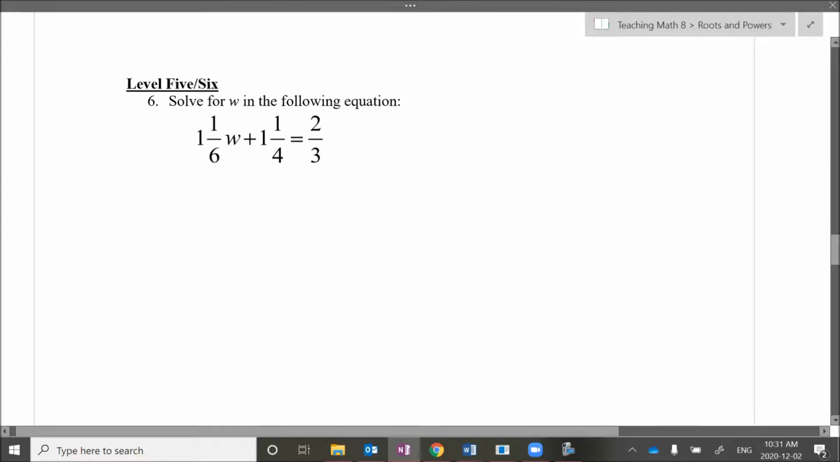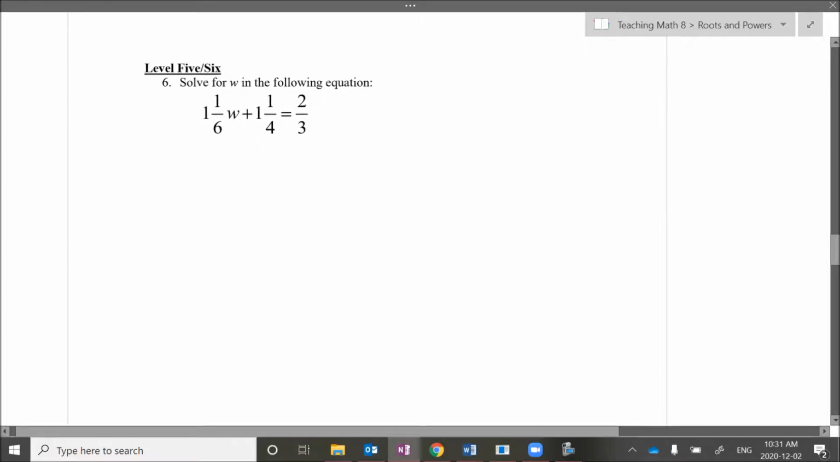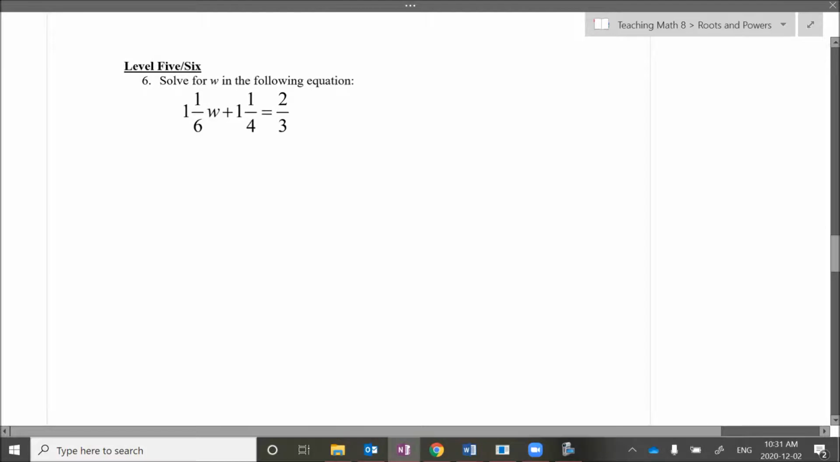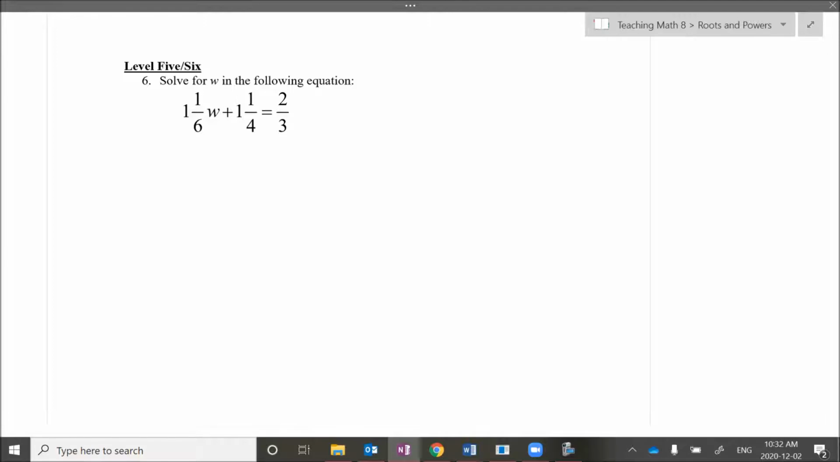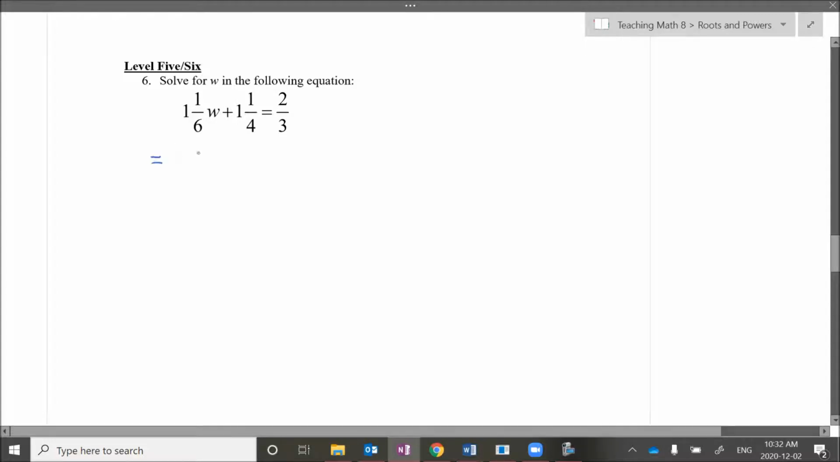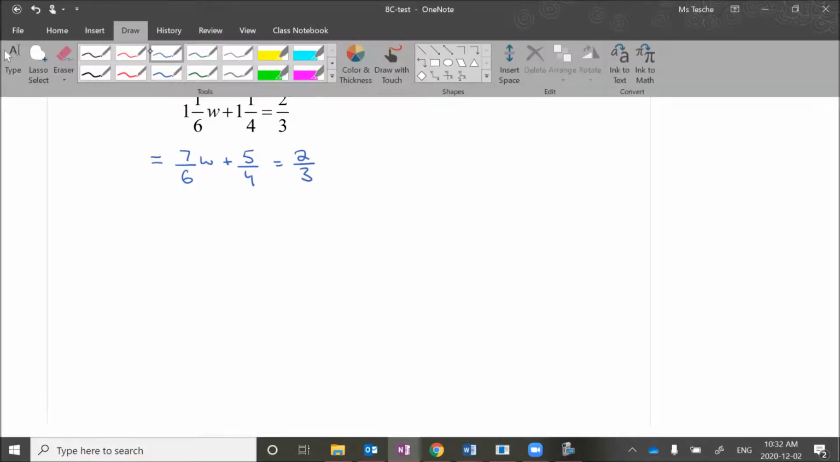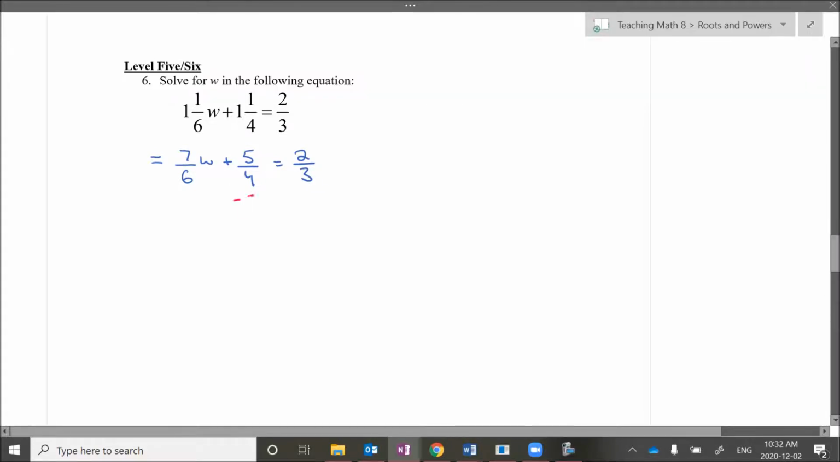Okay, this next question. Let's go through this in detail. This is order of operations, this is algebra and fractions. So this is a lot in one question. First step, let's convert everything to improper. So 6 times 1 is 6, plus 1 I get 7 over 6w. 4 plus 1 is 5 fourths equals 2/3. My first step in algebra is to always cancel out that constant, so I'm going to subtract 5/4 from both sides.